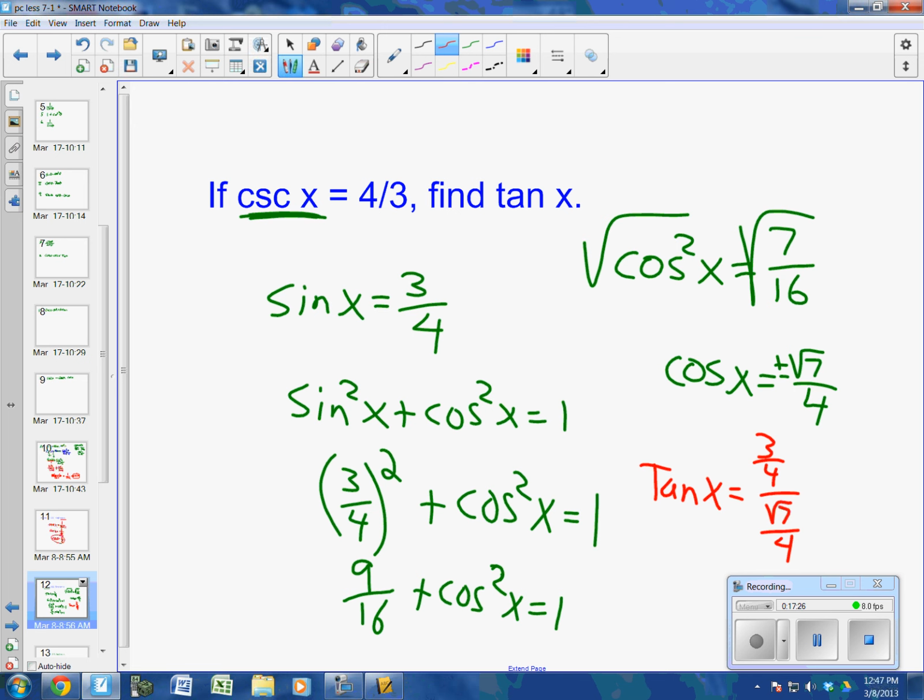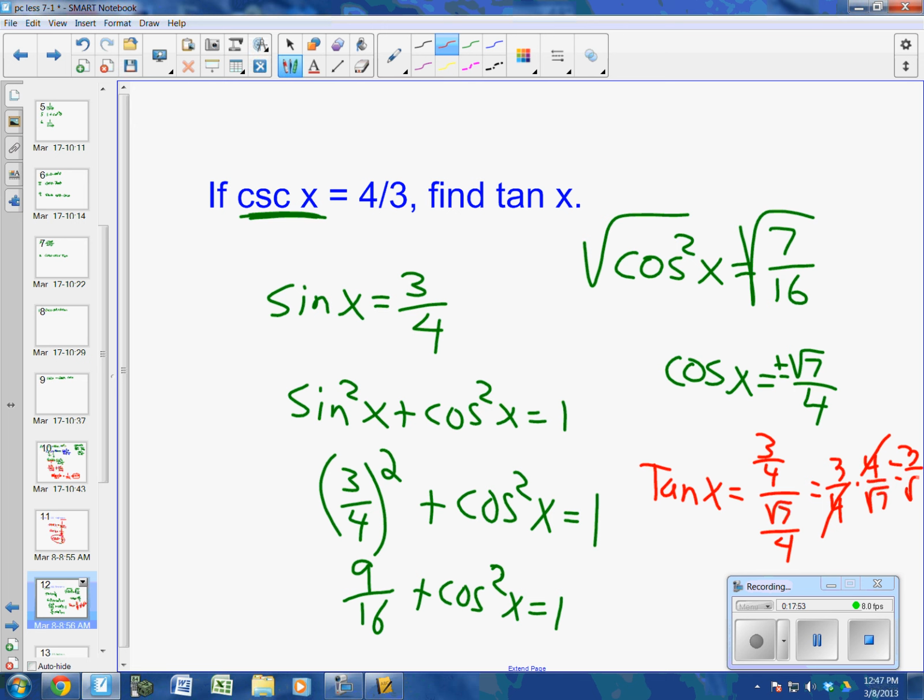Just to divide, remember you times the top one, so let's just write equals this right here: 3/4 times 4 over the square root of 7. What happens here? The 4's cancel out, and you get 3 over the square root of 7.